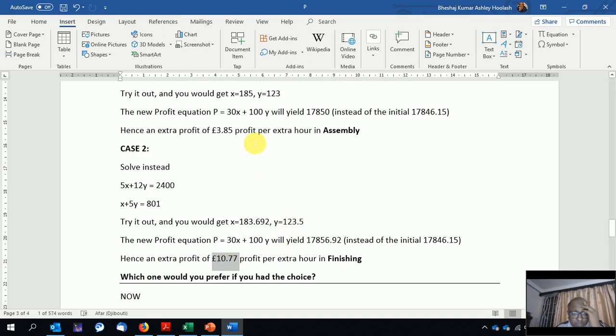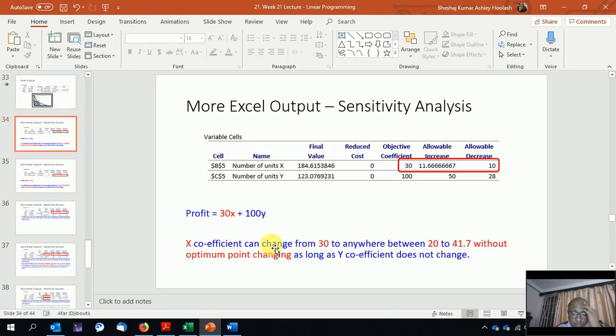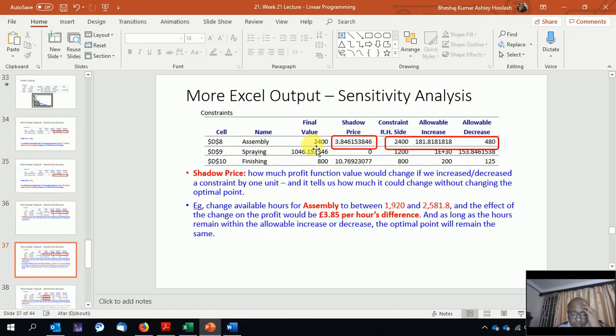So the question is, if the boss has to decide where to give that extra hour, which one do you think he would have preferred? Well, the answer is clearly here. He would have decided to give 1 extra hour in the finishing because it's going to get him more profit compared to this one, right? So that's the constraint sensitivity analysis for the constraint. And I was talking about this one and this number. There you go, 3.85, 10.77, which we got here.